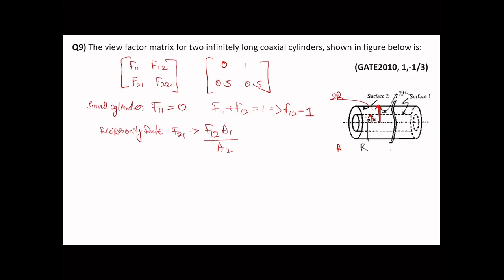This is area of cylinder 1 over area of cylinder 2, which is equal to 1 into the area of the first cylinder, pi RL, divided by the area of the second cylinder, pi 2 RL, because its radius is 2R. L getting cancelled, pi getting cancelled, R getting cancelled. The value is 0.5. Now I know the value of F21. Again use the additive rule. So F22 plus F21 has to be equal to 1. That implies F22 is 0.5. So you have 0, 1, 0.5, 0.5 as your final answer.